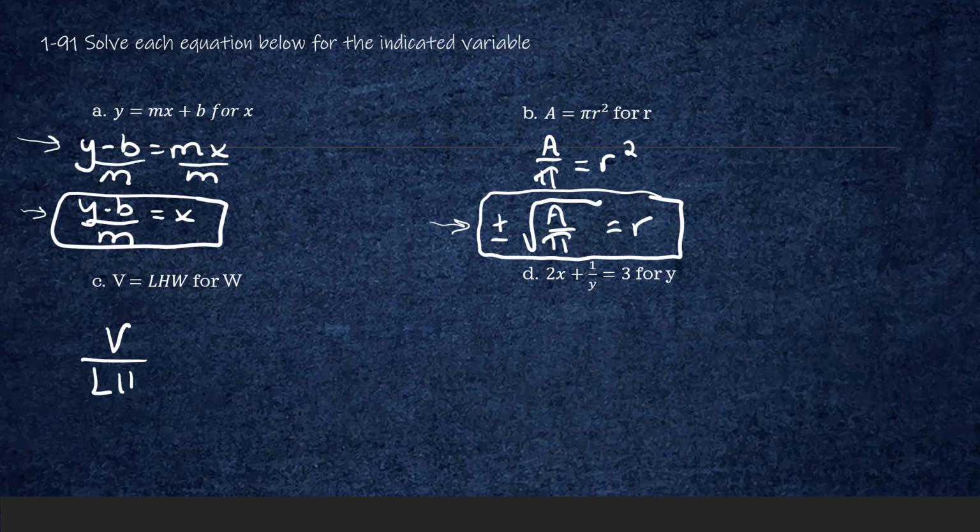All right, let's move on to C, where it says solve for W. And that's actually a quick one. Basically, all you're doing is dividing by LH to get W by itself. Okay, and then last but not least, this one takes a little bit more time.